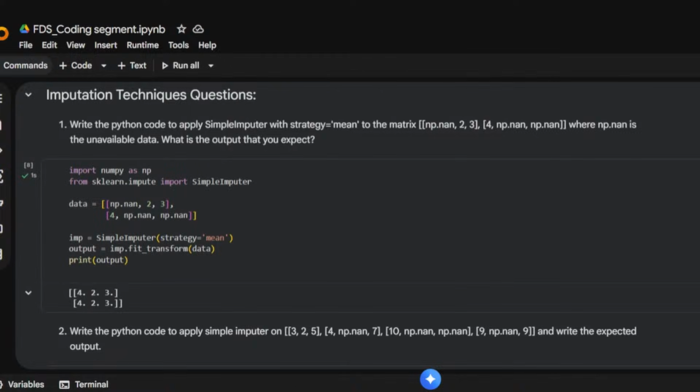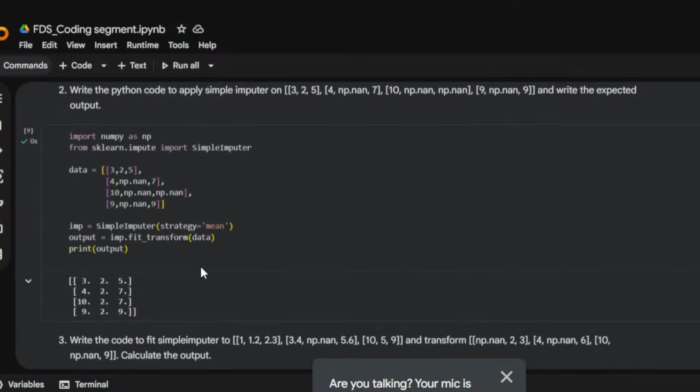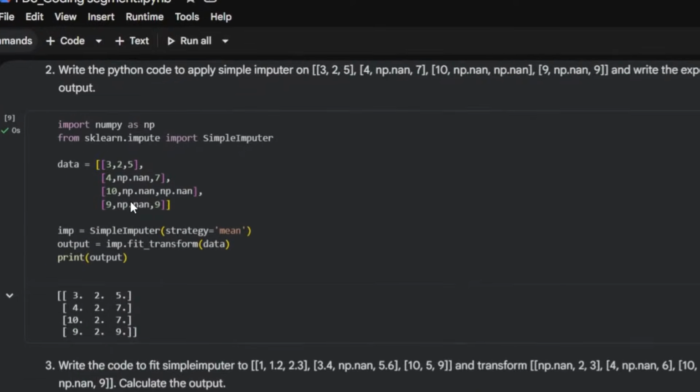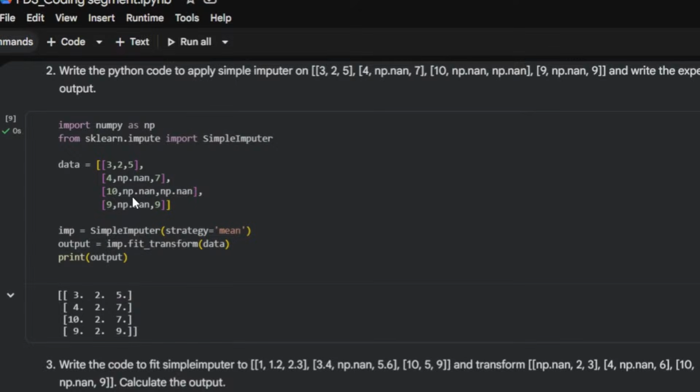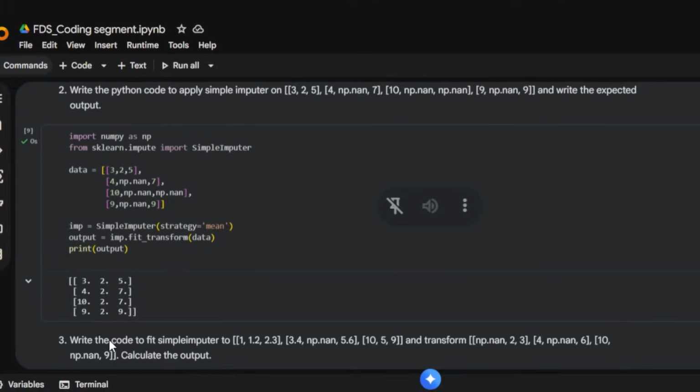The next question. Okay, in this question also we are basically imputing using the simple imputer. Nothing is different. The same steps: first import, and then the data, and then simple imputer object, and then fit transform the simple imputer and print the output. All the code remains exactly the same, only the data changes.